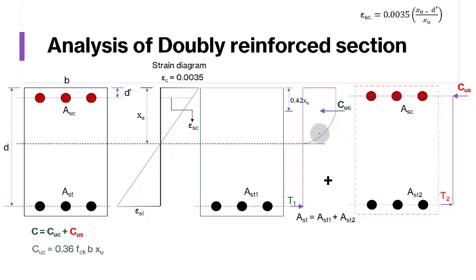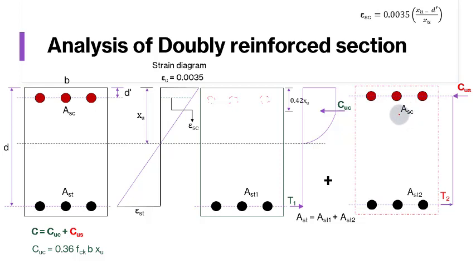What will be CUC? Since it is a singly reinforced section, it will be average stress 0.36 fck and this area b xu. Now for computing the compression force in ultimate steel, here you see the force in concrete area. In this we have considered the entire area as concrete, but actually there are certain areas like this where concrete should not be present. Now this force in concrete area is actually displaced by how much? It is displaced by the area of steel in compression.